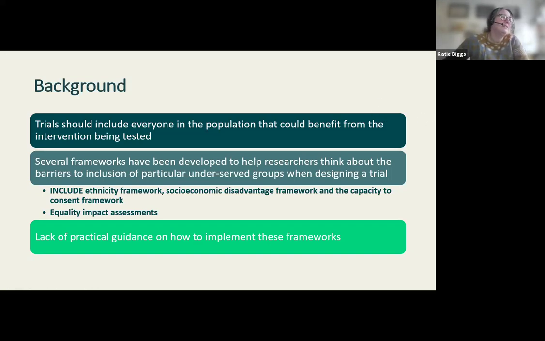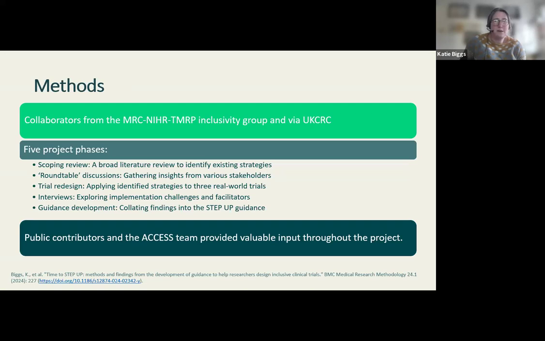But there is a lack, and these frameworks help guide researchers through thinking through elements of their research and the design that might cause barriers. Sometimes when you're doing that work, identifying the barriers may automatically help you come up with solutions, but there is a lack of practical guidance on how to implement these frameworks. So from this, we developed the Access project.